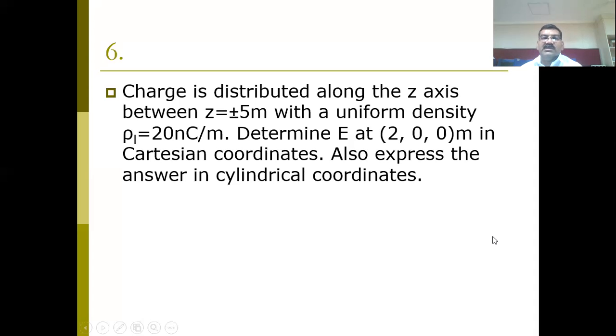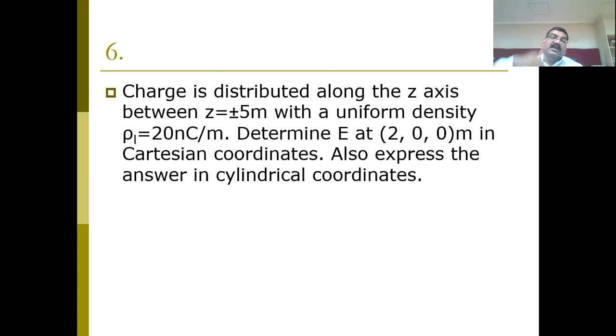Then the next one: a charge is distributed along the z axis between z equals plus and minus 5 meter with a uniform density of rho L equals 20 nanocoulomb per meter. Determine E at (2,0,0) meter in Cartesian coordinates. Also express the answer in cylindrical coordinates. Now this is somewhat of a general problem, as I told previously also. A charge is distributed along the z-axis between z equals plus and minus 5 meter.